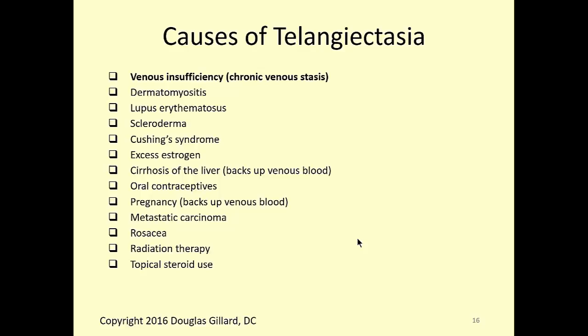Some causes. Of course, the big one we're focusing on is venous insufficiency, but also dermatomyositis, lupus, scleroderma, Cushing's, cirrhosis, too much estrogen, oral contraceptives can actually bring them out, pregnancy, metastatic carcinoma, quite a list here. So I don't think you need to know that for the test, but we're focusing on venous insufficiency, but other things. Maybe we can add one, like metastatic disease. But now let's just focus on venous insufficiency.